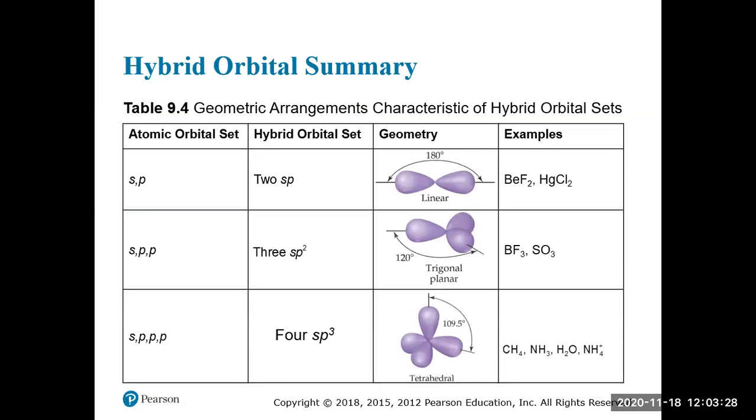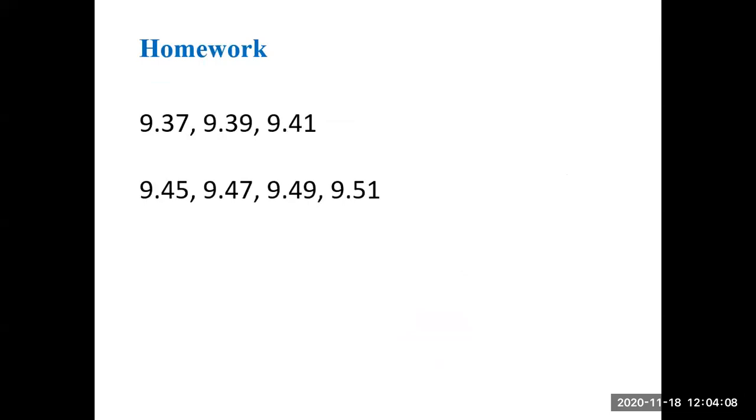So let's go through this again with the pictures so we can see what it looks like. If we combine an s and a p, that results in 2 sp hybrid orbitals, and that would give us a linear geometry. If we combine an s, a p, and a p, that would give us 3 sp2 orbitals, and that would be trigonal planar. If we combine an s and 3 p's, we'd have 4 sp3 orbitals, and that would result in a tetrahedral geometry.